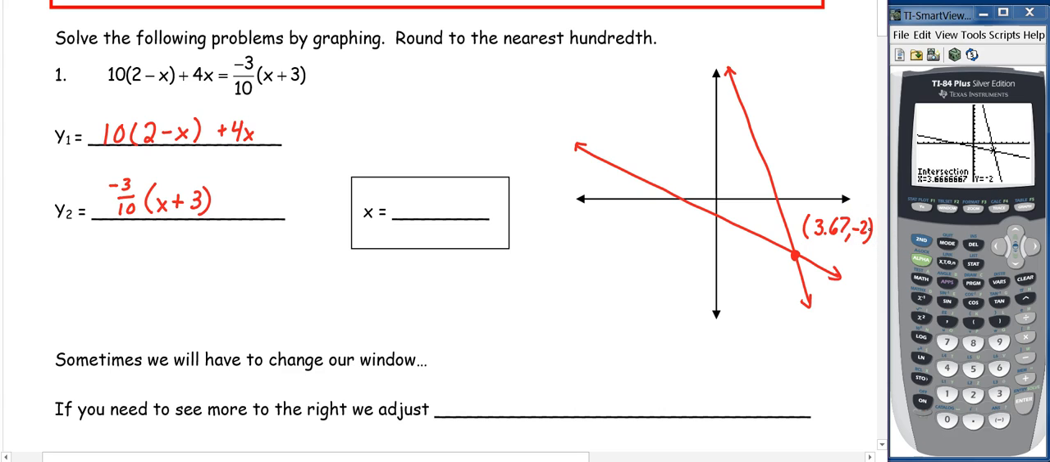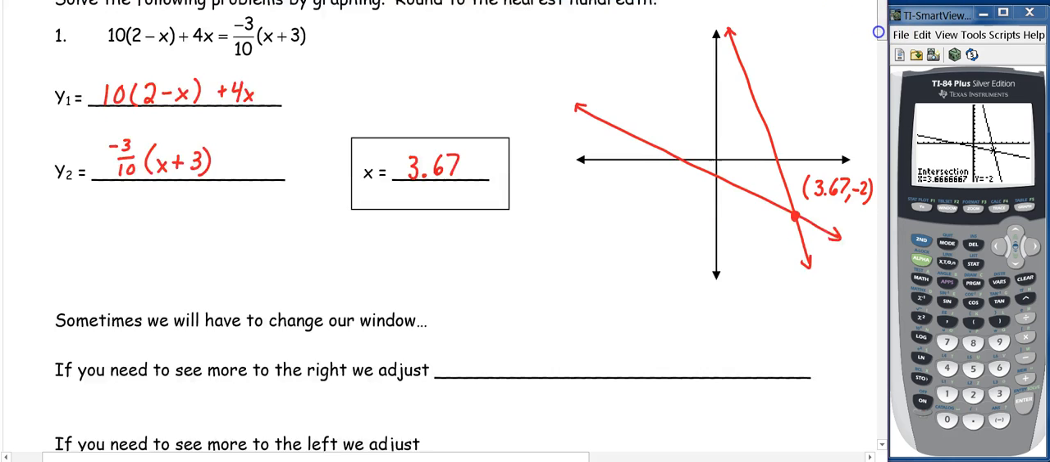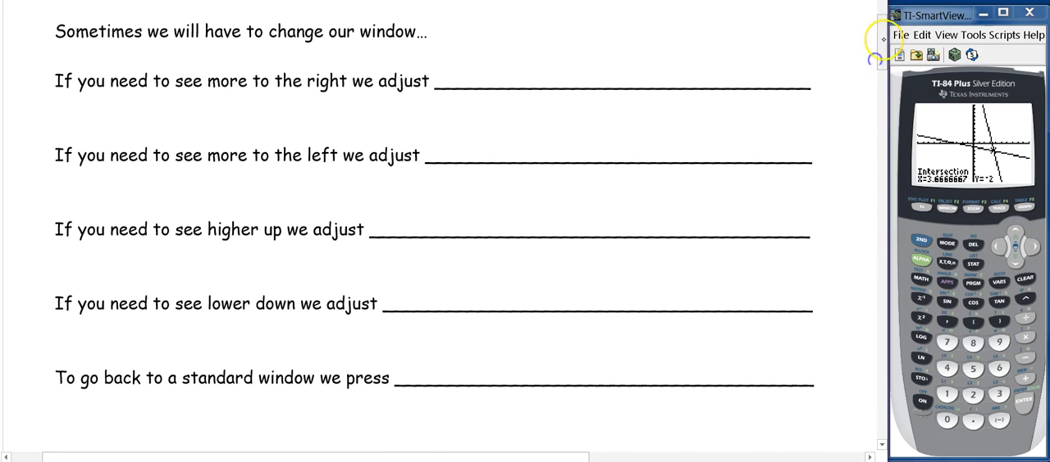Then because we're solving for x, notice that all of our equations have x in them. We only want the x value to solve. So x equals 3.67. Now, while this one fit in the window and we could find our intersection, sometimes we have to adjust the window. So if we look at our graph and we see it's going to the right, but it's off of our screen, this means that we need to adjust by changing our x max in the window.